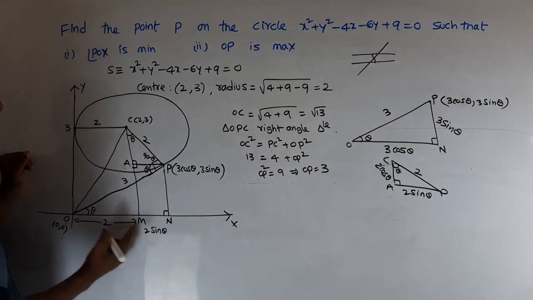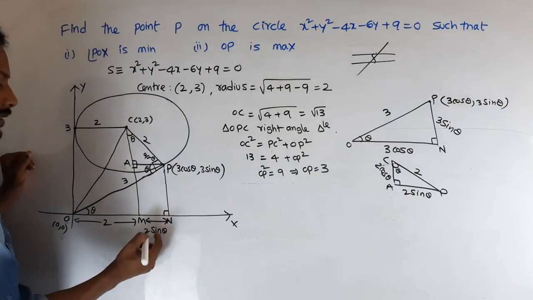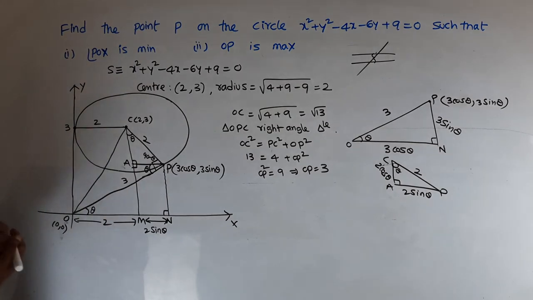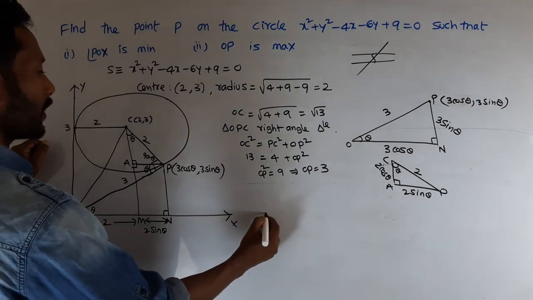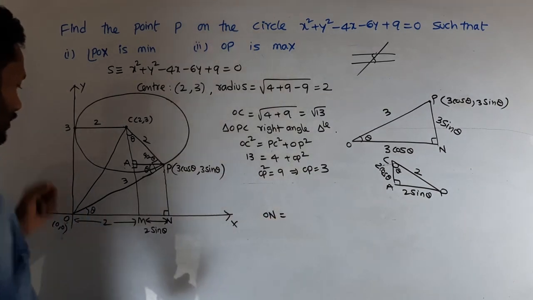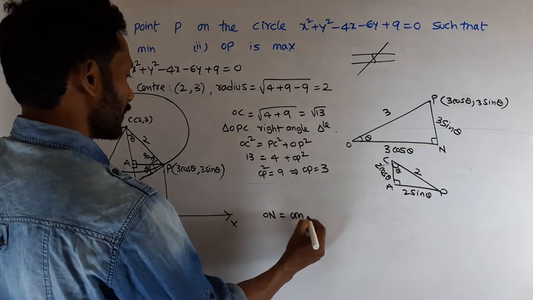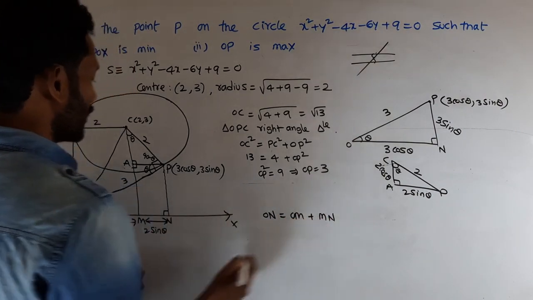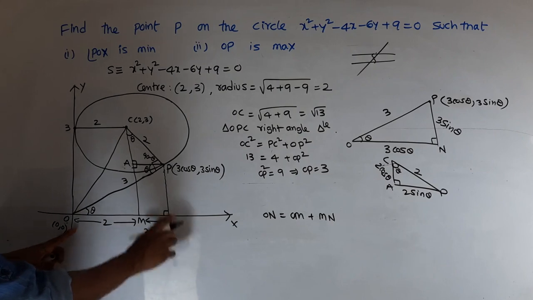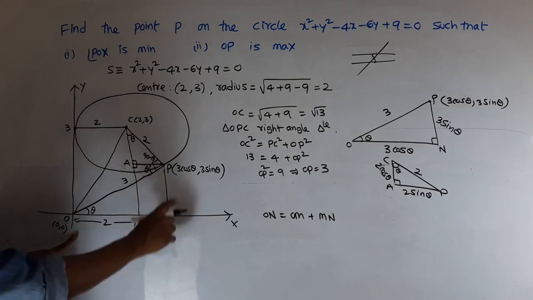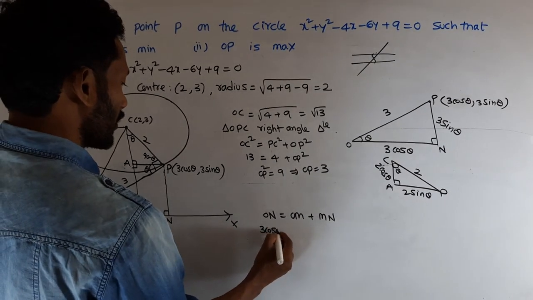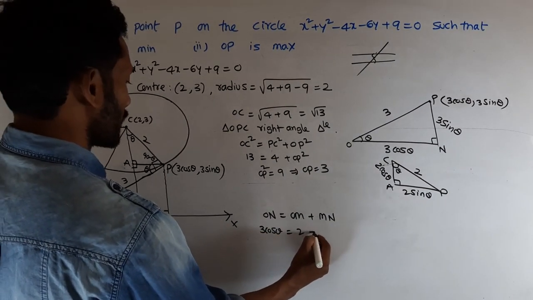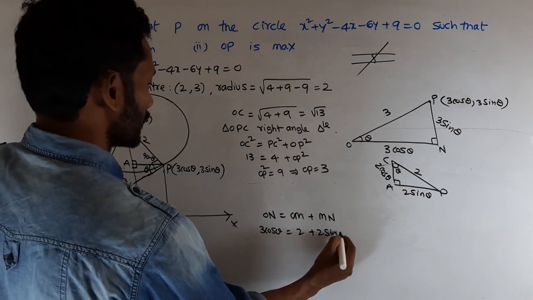OM is 2, MN is 2 sin theta. The length of ON equals OM plus MN. Here ON is the x coordinate of point P. What is the x coordinate here? 3 cos theta. So 3 cos theta equals the length of OM, 2, plus MN, which is 2 sin theta.